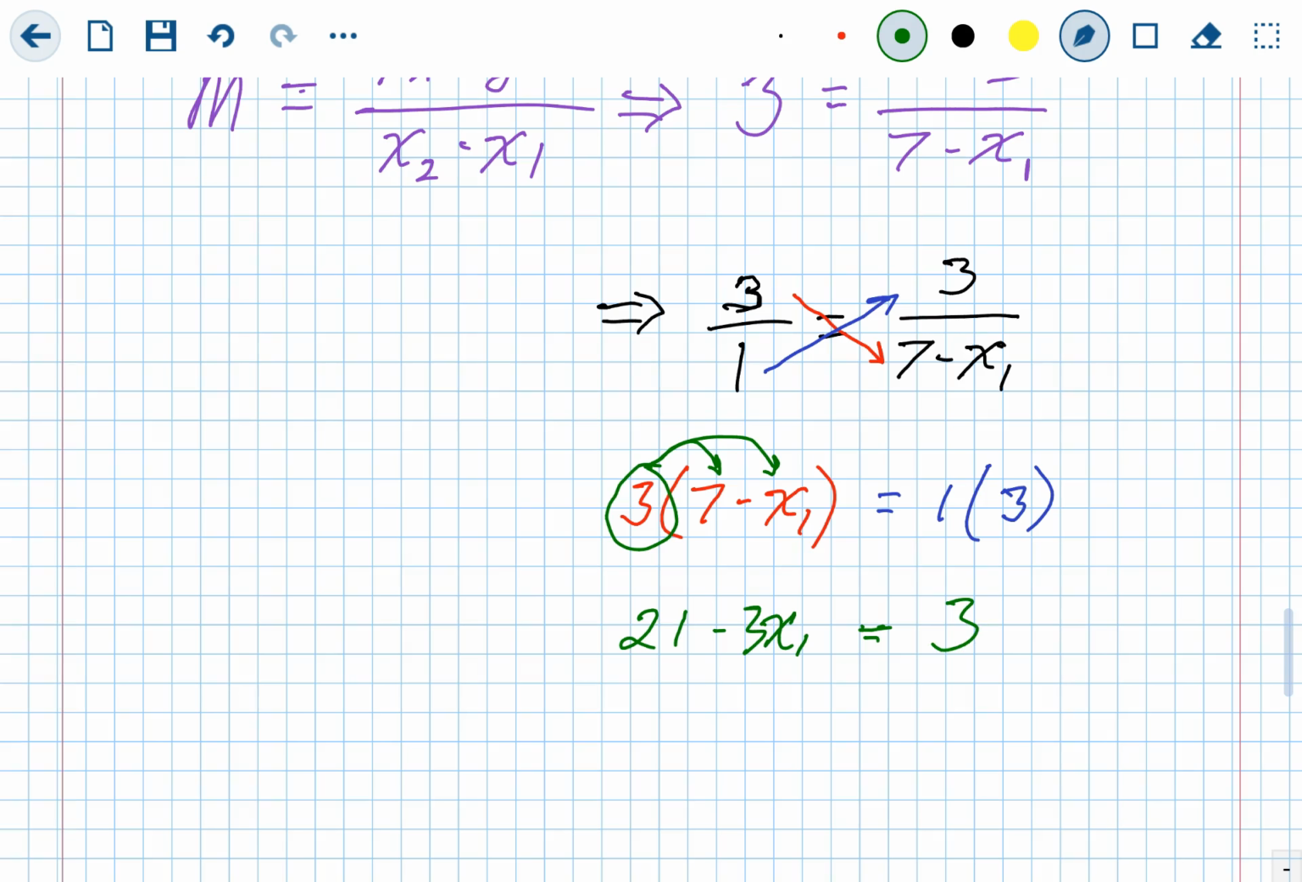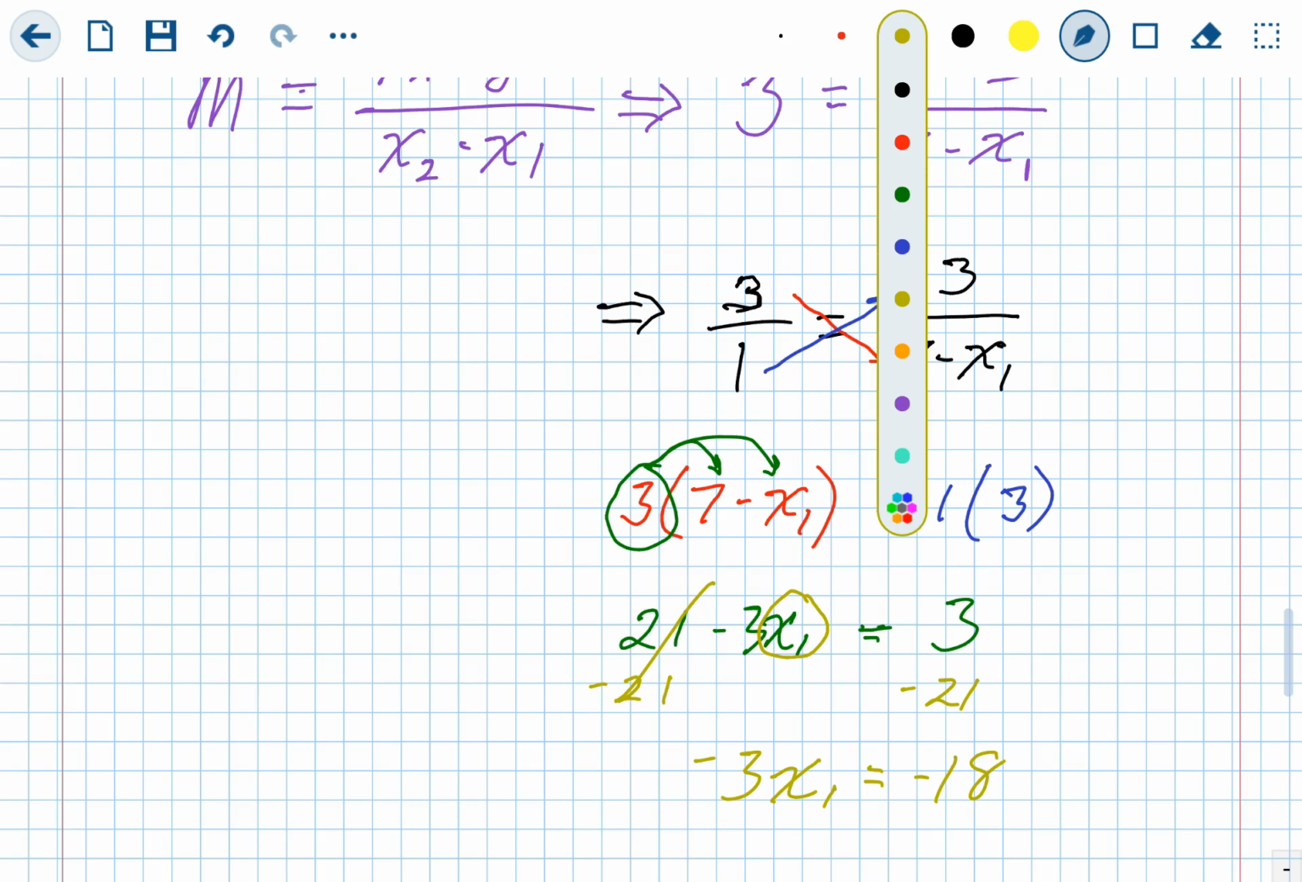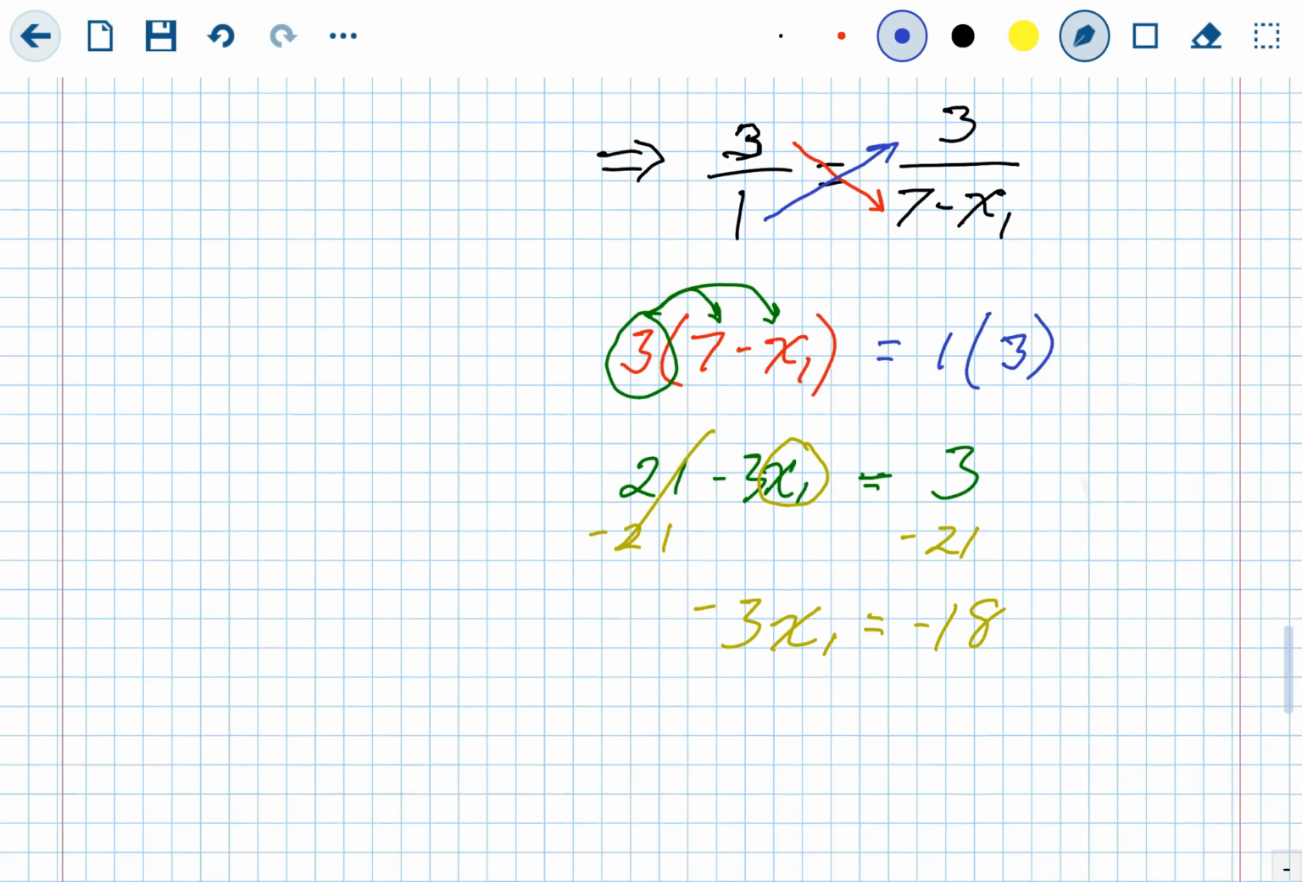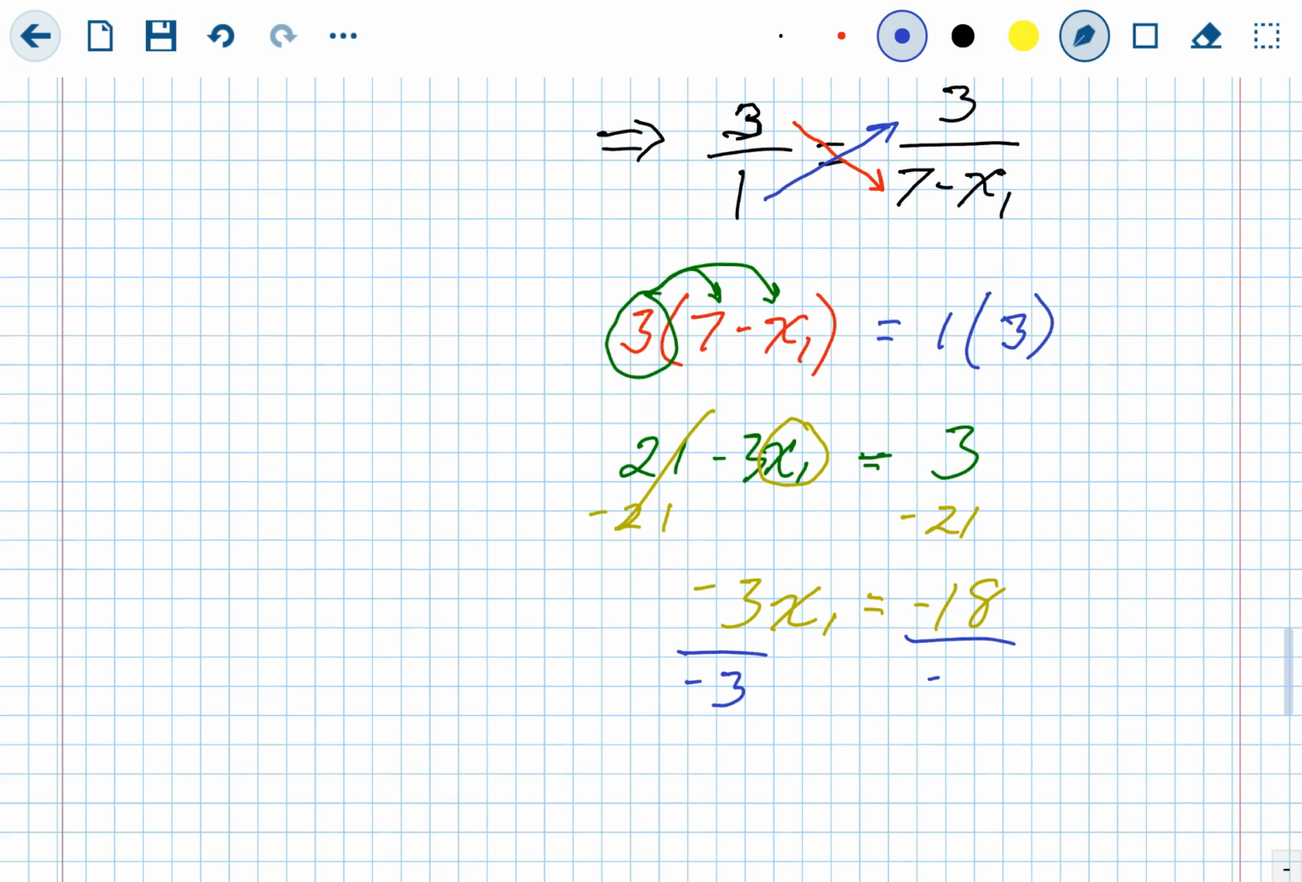This is a two-step equation. The two steps are going to be subtract 21 from both sides. Again, we're trying to isolate the x1. So subtract 21 from both sides. Leaves negative 3x1 and negative 18 on the right. And then your last step would be to divide by negative 3. So our x1 is going to be negative 18 divided by 3, which is 6.